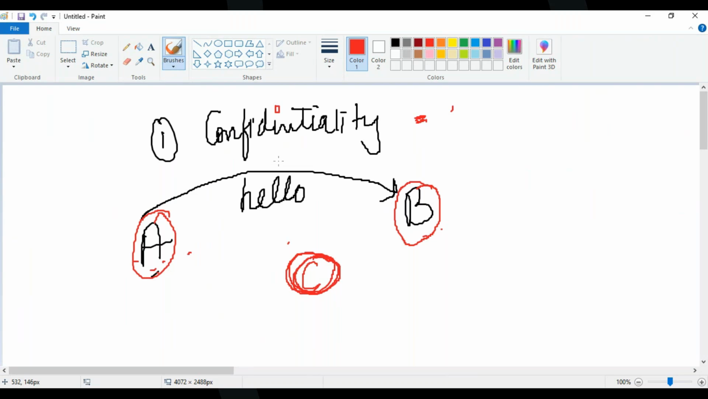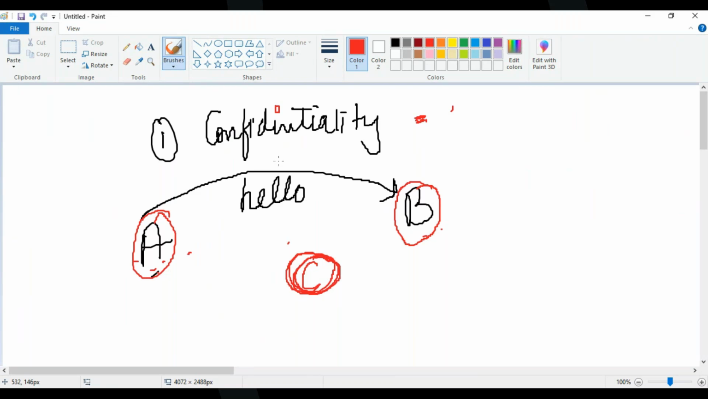Let's take a real life example. If I'm sending a WhatsApp message to you that is hi or hello, so how WhatsApp is ensuring the confidentiality of its application? Any guess? Encryption. Correct.